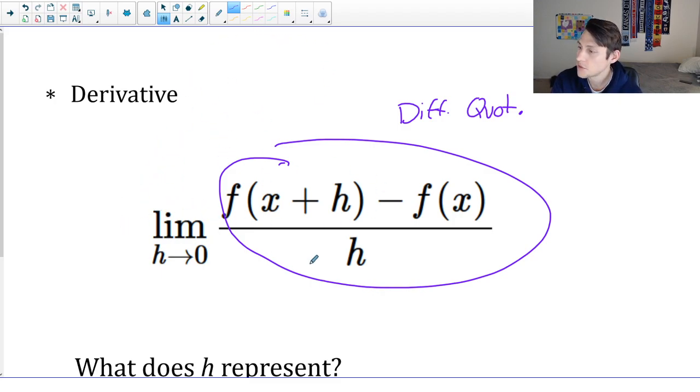And then for derivative, we take the difference quotient and we say, okay, we'll take the limit as h approaches 0.